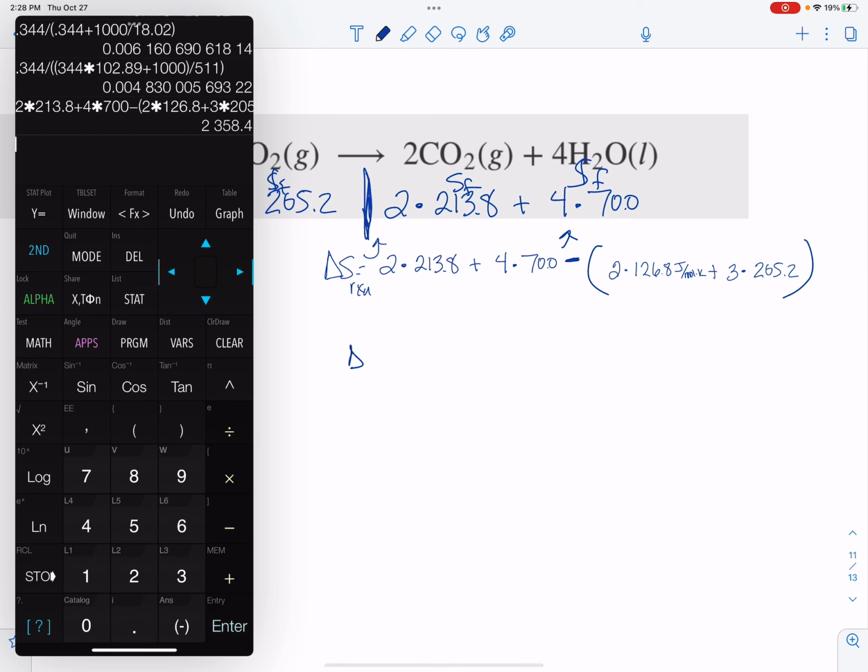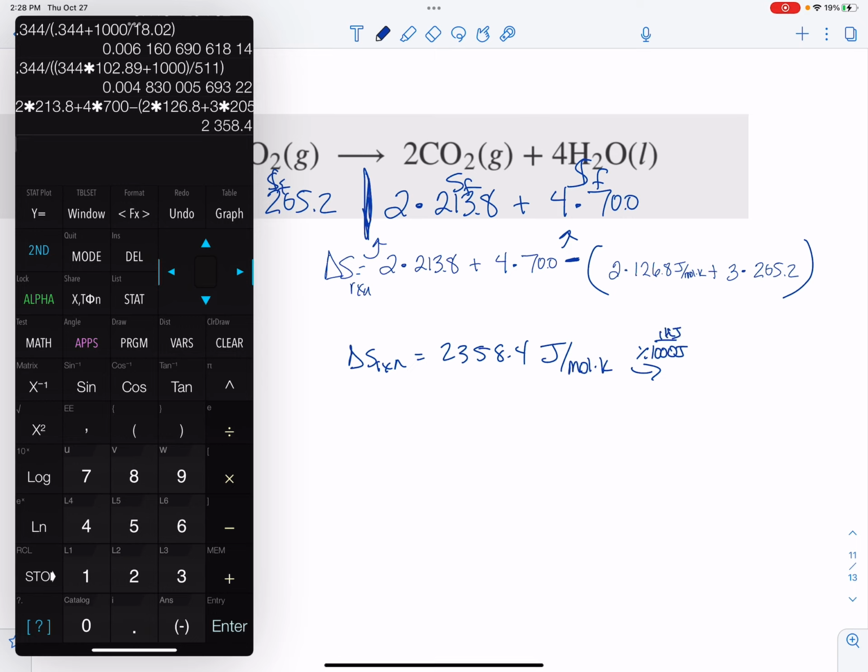And that gives me that my S of my reaction is 2358.4. And my units on that were joules per mole Kelvin. And just note, if I actually had to do something with this term and like add it to H or something like that, I could have converted my units, divided by 1,000 joules in 1 kilojoule.